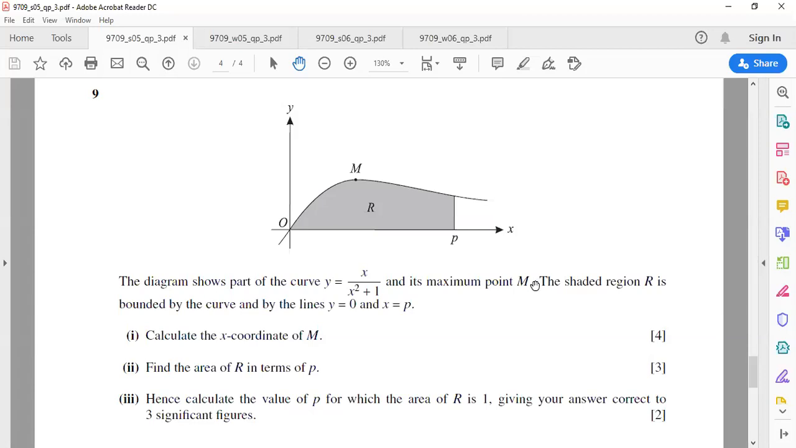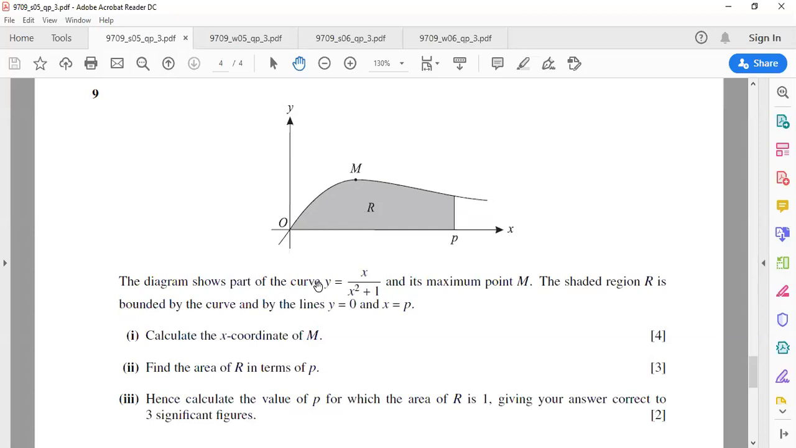Okay, so we're going to do this differentiation. I'm doing this question, which is from 2005, paper 3, as question number 9 of differentiation. So you're given a curve like this, and there's a maximum point on the curve, which is M.